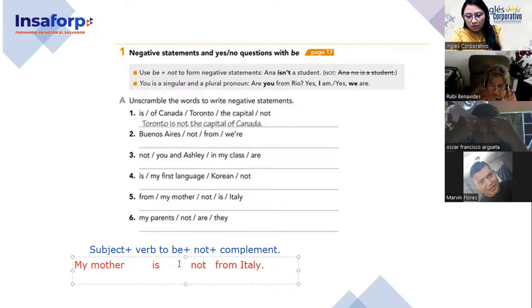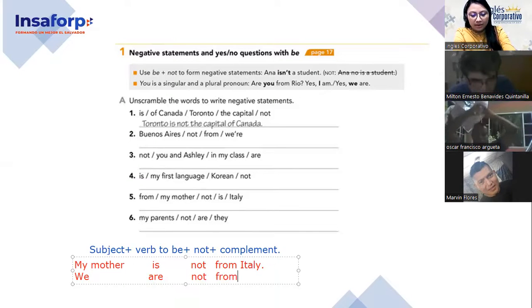Tomemos otra, la número dos. What is the subject for number two? We. What is the correct form of the verb to be? We are. Very good. What do we need to add to make it negative? Not. And what is the complement? We are not from Buenos Aires. And now we have a negative statement.